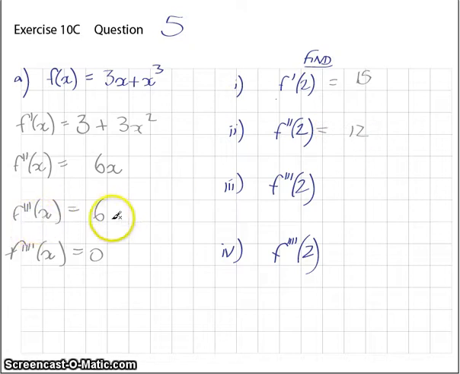My third derivative is 6. It's independent of x, there's no x here, so it is just going to be 6. The derivative is 6, always. Same as this one, the fourth derivative is always 0, regardless of what value goes into it.